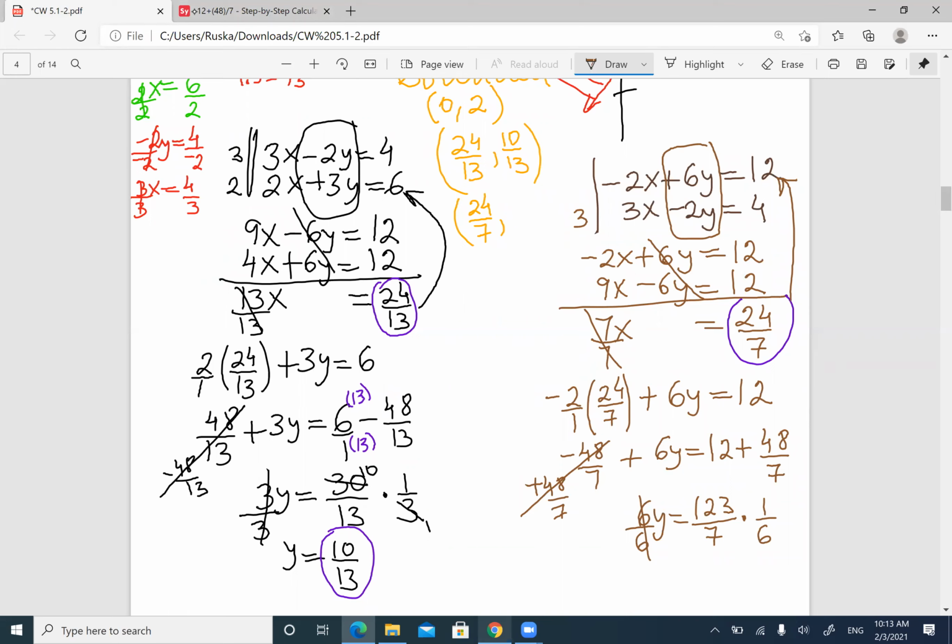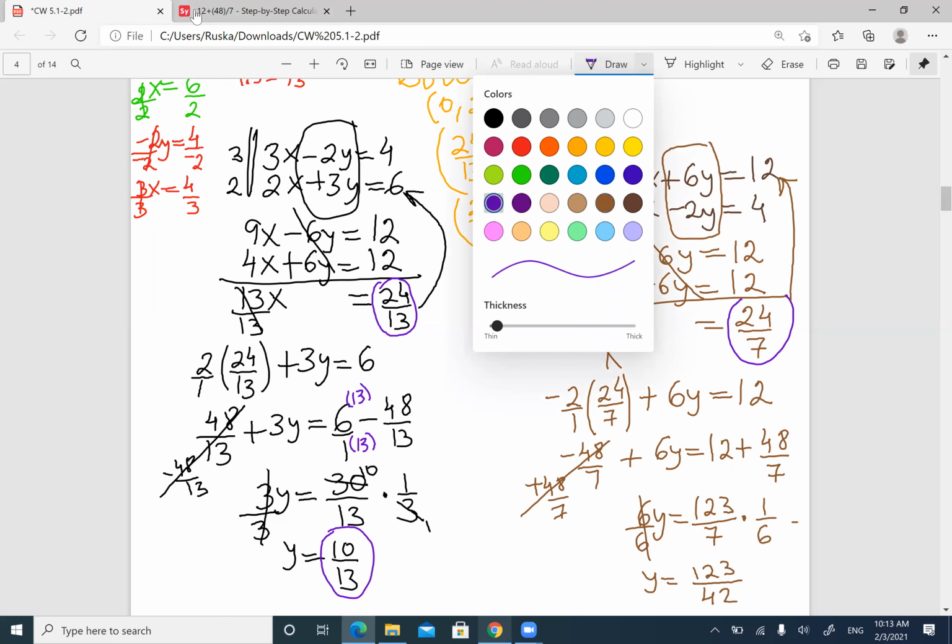And now 123 is not divisible by 7, right? Or by 6. It's not divisible by 6, right? So we're just going to multiply straight across. So it's going to be y equals 123 over 6 times 7, which is what? 42. Yep. And that's the y.